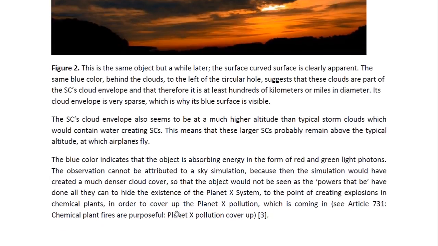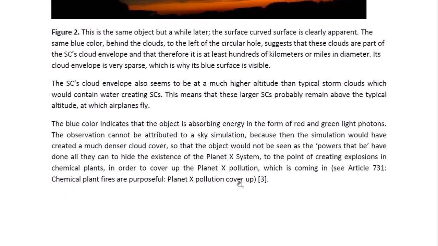The blue color indicates that the object is absorbing energy in the form of red and green light photons. And this cannot be attributed to a sky simulation, because then the simulation would have created a much denser cloud cover so that the object would not be seen, as the powers that be have done all they can to hide the existence of the Planet X system, to the point of creating explosions in chemical plants in order to cover up the Planet X pollution which is coming in.